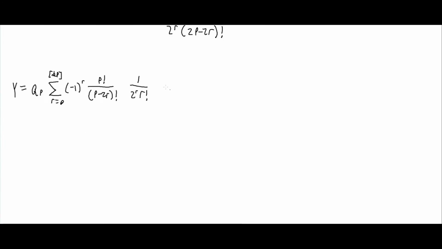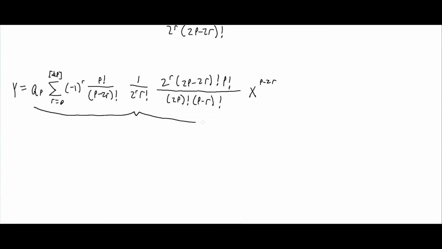And so that will be 2 to the r times 2p minus 2r factorial times p factorial, all over 2p factorial times p minus r factorial. And then we have our x to the p minus 2r. Because remember, all this is just our coefficients.